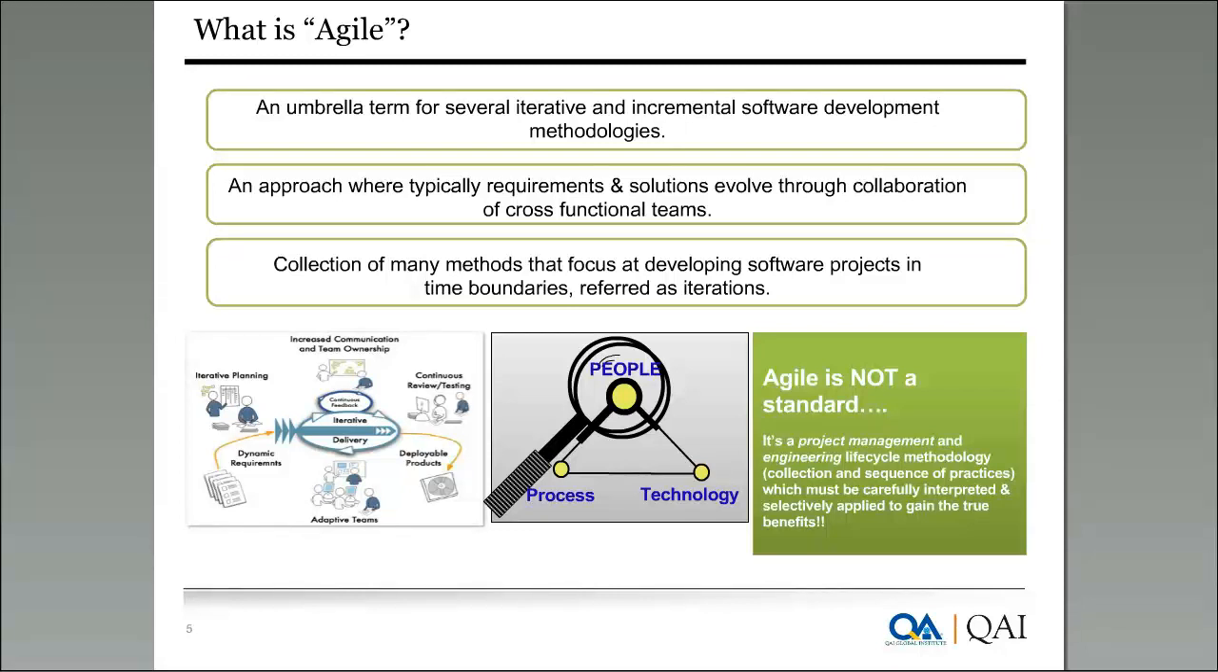We will have what we call inspect and adapt. Basically, as we develop the product, we also look at how the product is getting developed through iterations. The requirements and solutions evolve through collaboration of a cross-functional team through the sprints and multiple sprints till a release. It is nothing but a set of practices focused more on the people. It doesn't mean that it ignores process and technology, the other two important ingredients. But Agile, as we know, is more focused on the people aspect, and it is not a standard. It is a framework that needs to be followed.